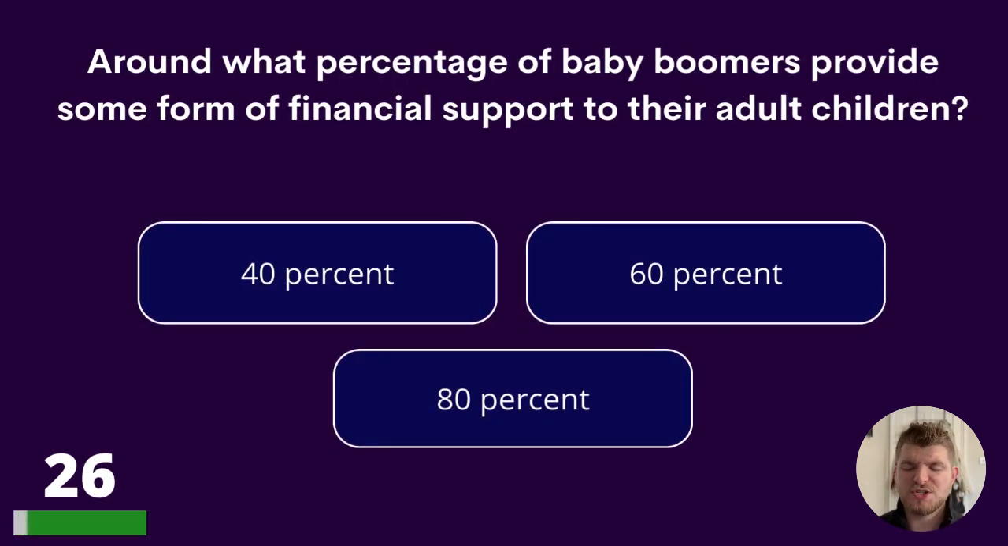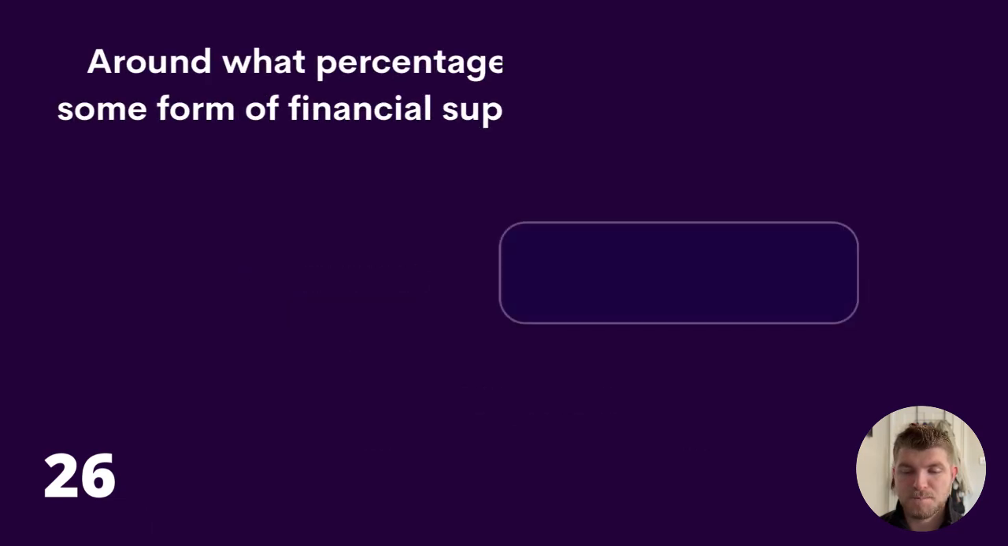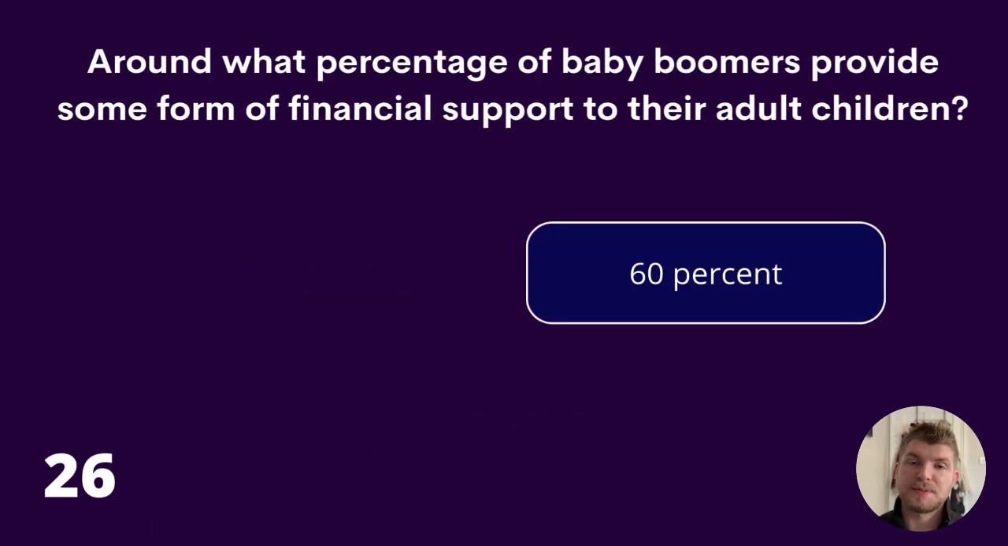26. Around what percentage of baby boomers provide some form of financial support to their adult children? 40%, 60%, or 80%? The answer is 60%.